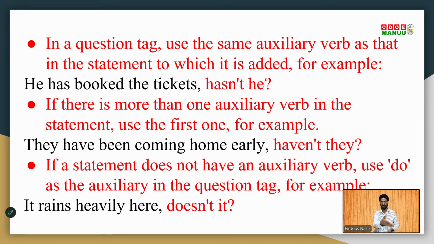So, it rains heavily. For example, here is an example. It rains heavily. We don't have any auxiliary verb in this sentence. So what did we do? We added doesn't. So this is the rule when we don't have an auxiliary verb in the statement and we are adding a question tag to that statement: we are supposed to add do, does, or did. Right?